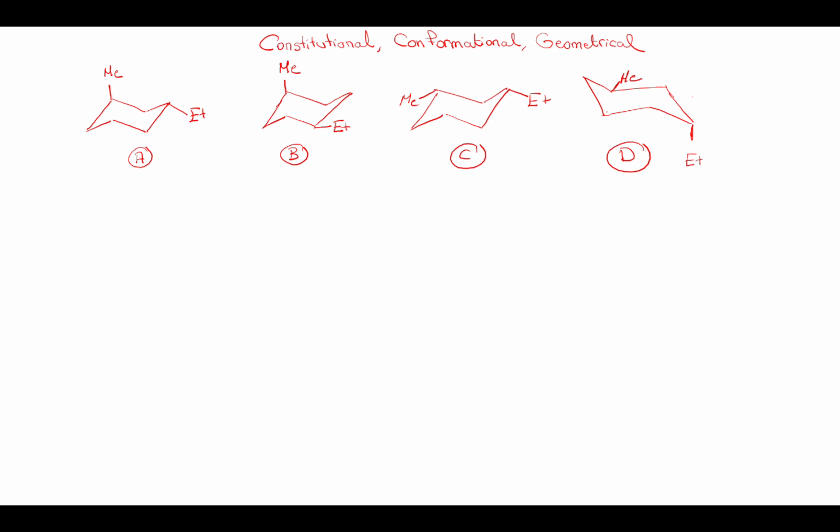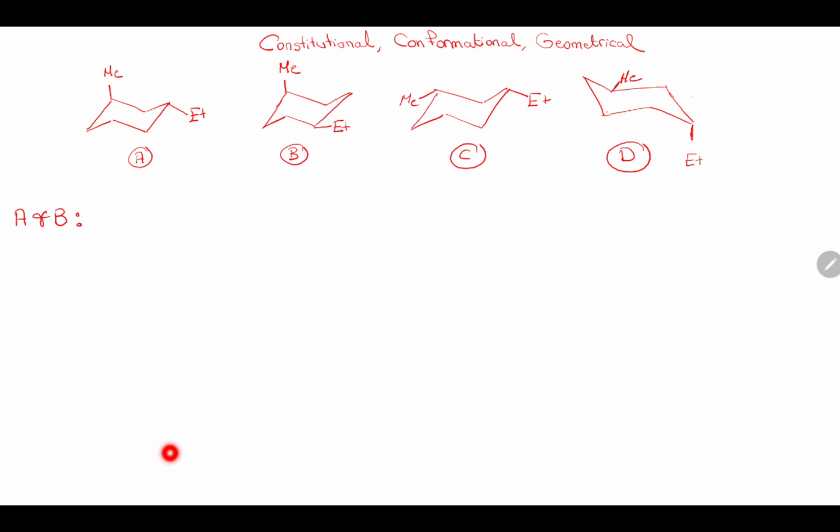So in this video I will explain the difference between constitutional, conformational and geometrical isomers if we have a chair conformation. For example, let's say we were given these compounds A, B, C, and D, and we were asked to find the relationship between A and B.